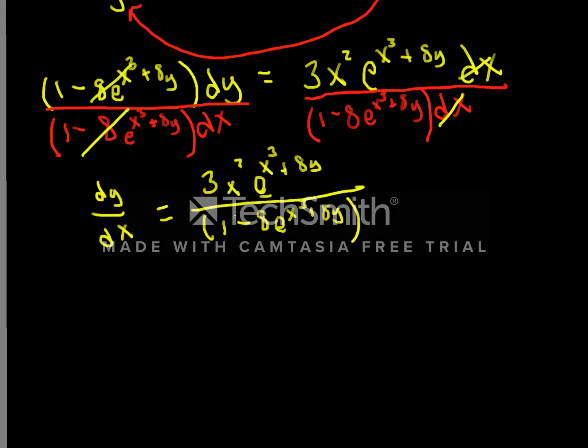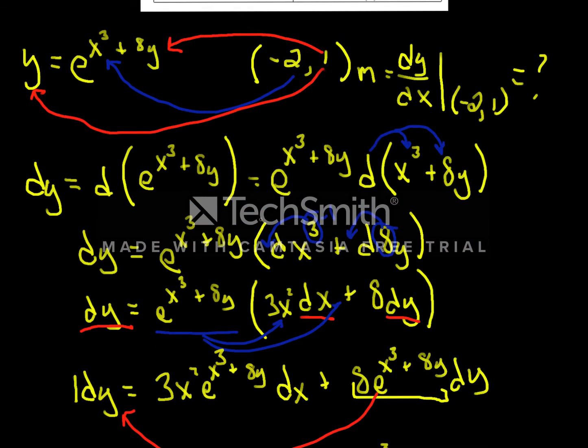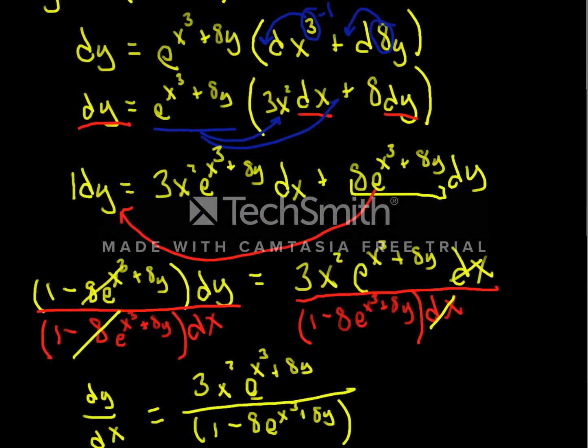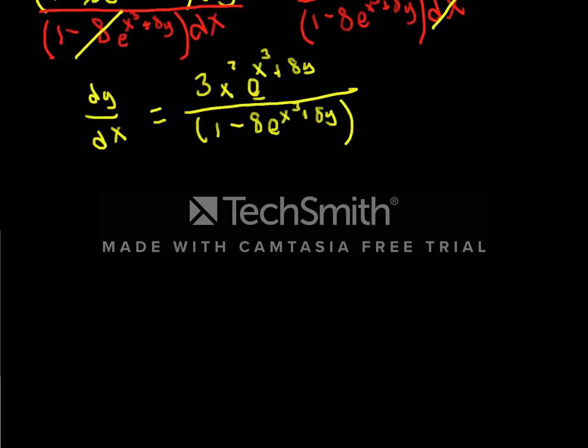And if I want, it's been a while, what are we trying to solve? We want the equation of the tangent line to this curve at the point negative 2, 1. So we said, okay, we need to find out what dy/dx is, and in particular, we need to evaluate it at the point negative 2, 1. So we've solved for dy/dx, and now we can evaluate it. So dy/dx at the point negative 2, 1.